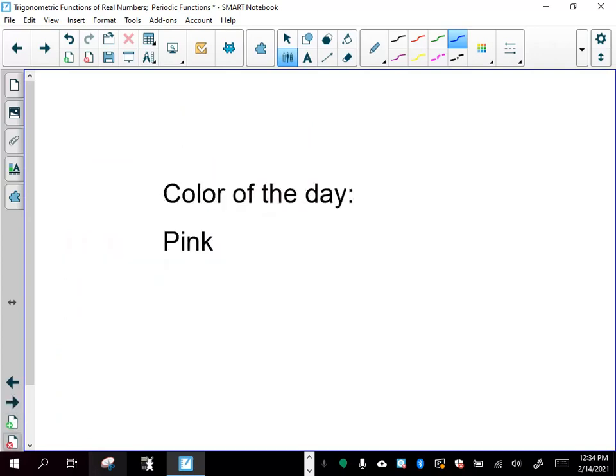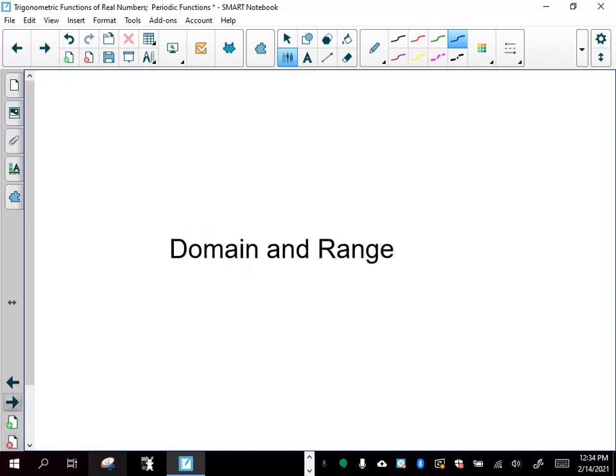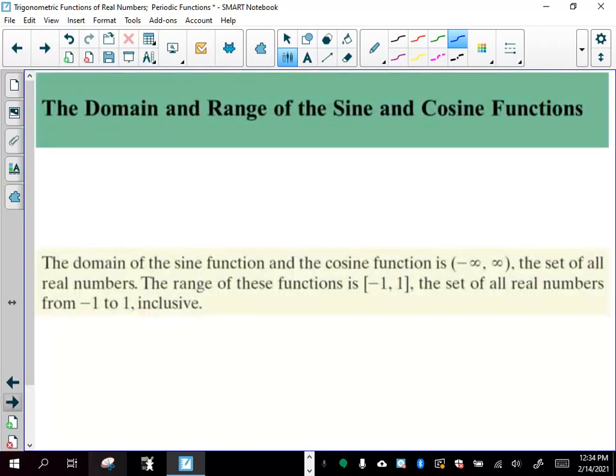And there's your color of the day. Let's talk about domain and range, the domain and range of the sine and cosine functions. The nice thing about sine and cosine functions is that they are together. So basically what that means is that the majority of the properties that hold for sine will also work for cosine as well. The only reason is that they are shifted about 90 degrees.